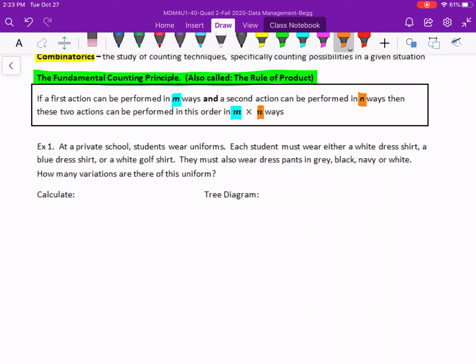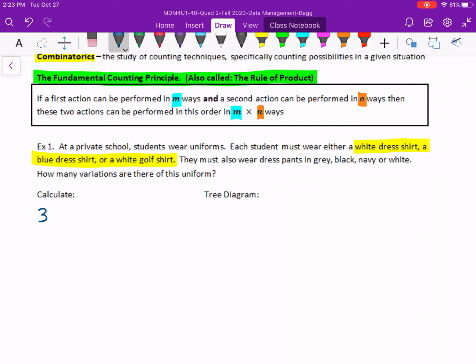Let's look at an example. At a private school, students wear uniforms. Each student must wear either a white dress shirt, a blue dress shirt, or a white golf shirt. So there's three options. Think of that as our m. Three different shirts. Gotta wear a shirt every given day, right? They tend to insist on that.